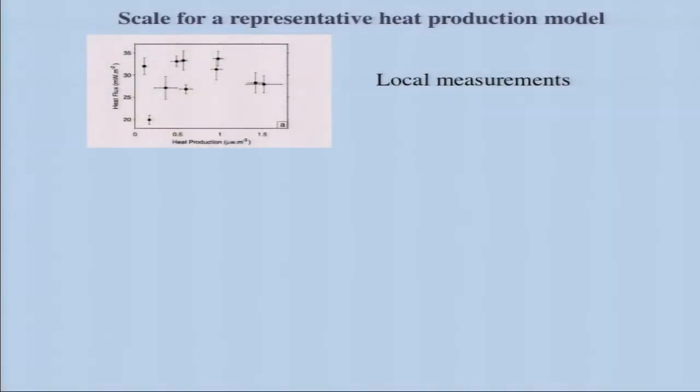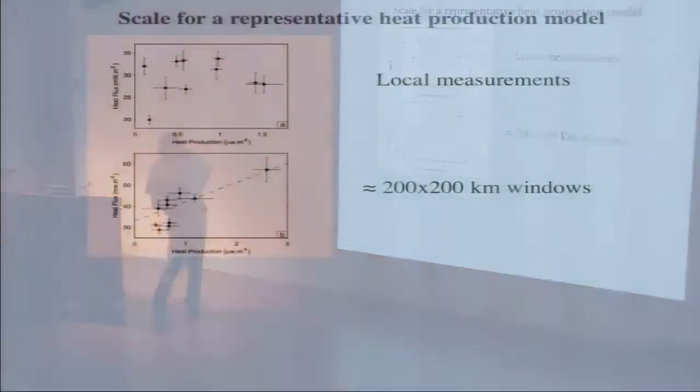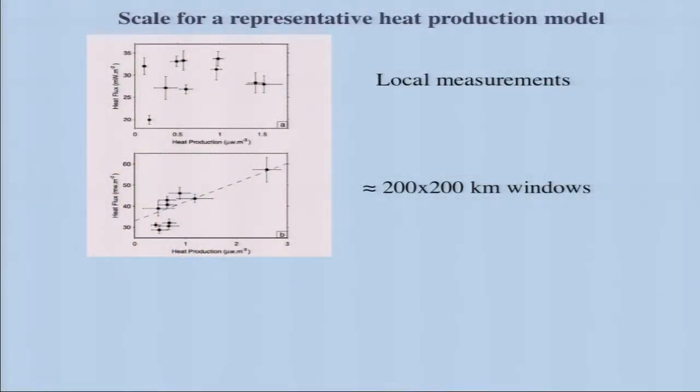You can see again, that's heat flow as a function of heat production. That's a set of data taken randomly. Again, not much correlation between the two. Now we're going to go and look at windows. So 200 by 200 kilometer windows. You start to see now that there's some correlation. Even a geophysicist will draw some line in these things. And so this is the right scale.